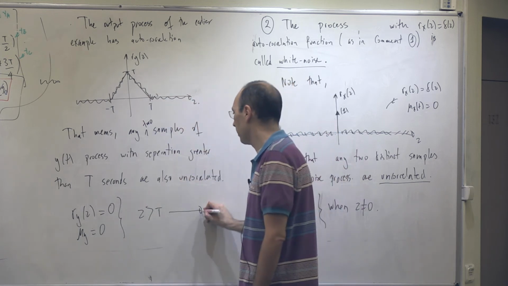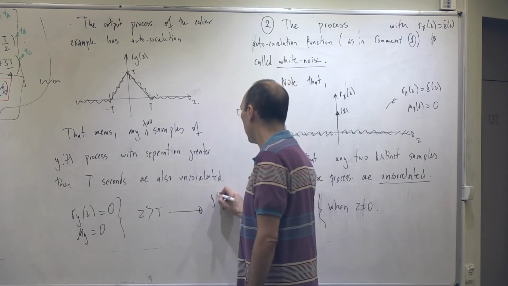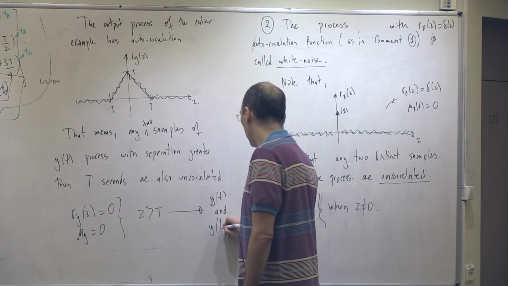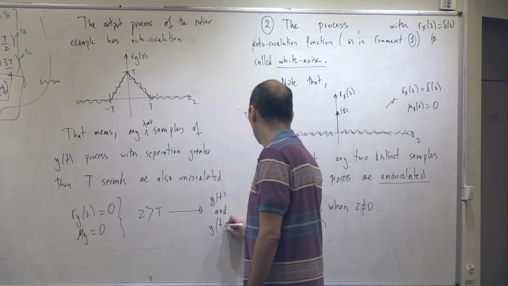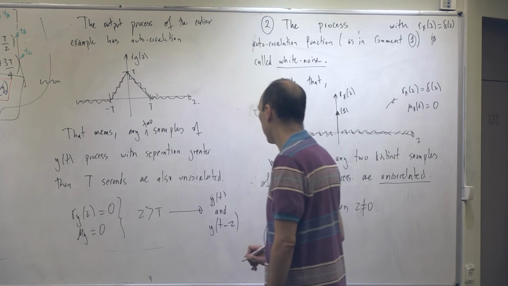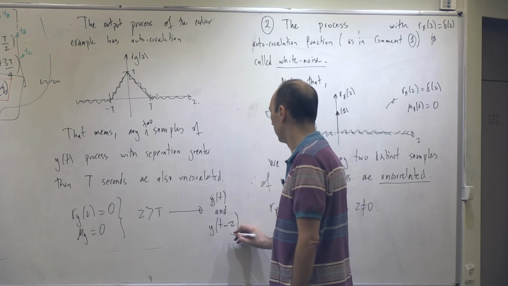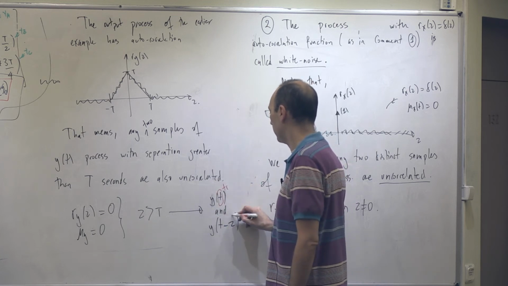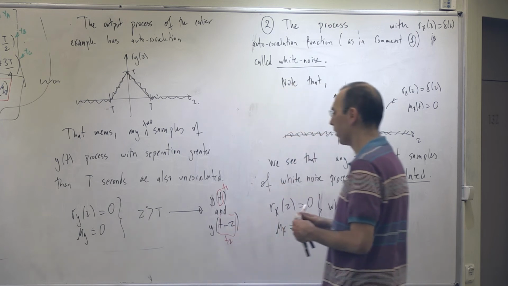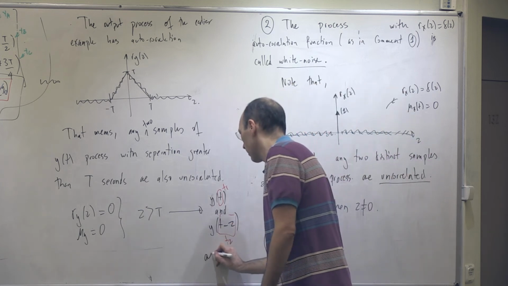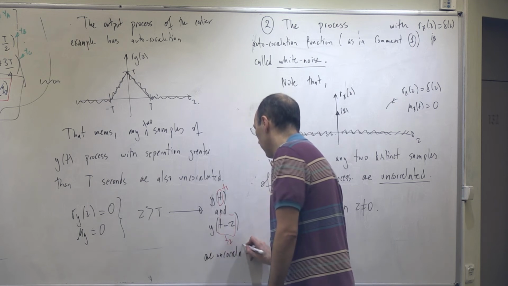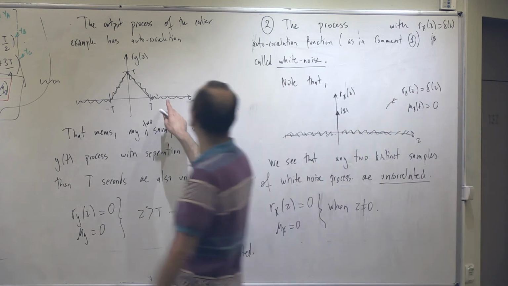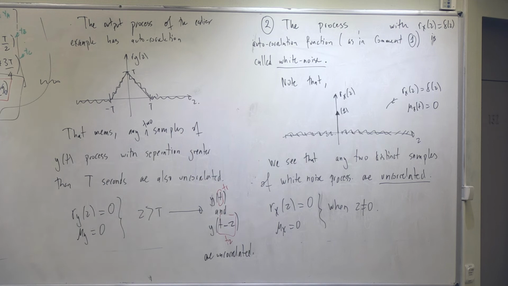So this information means that y of t and y of t minus tau, so this is my first sample at T1, this is my second sample at T2, are uncorrelated. This is the definition that we have. So this function being 0 means they're uncorrelated.